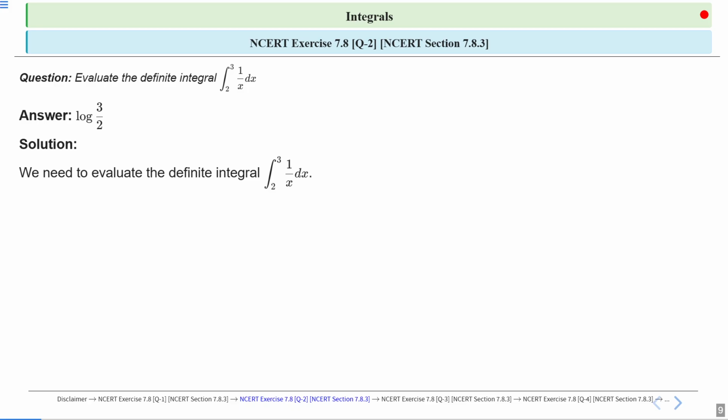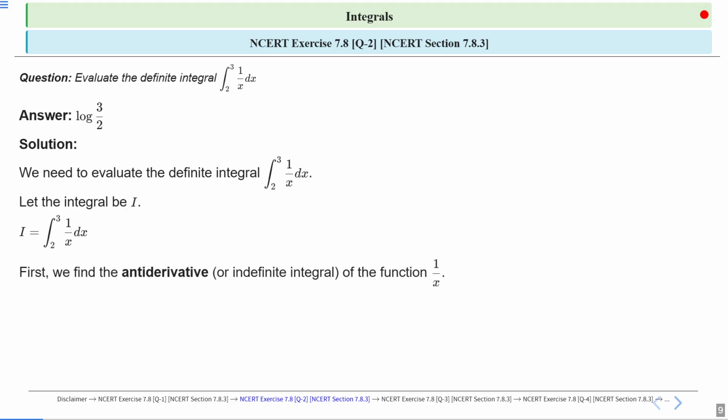So we need to evaluate the definite integral from 2 to 3 of 1 by x dx. So here f(x) is equal to 1 by x, the lower limit a is equal to 2, and the upper limit b is equal to 3. So let the integral be I, that is, I is equal to the integral from 2 to 3 of 1 by x dx. So at first we have to calculate the antiderivative.